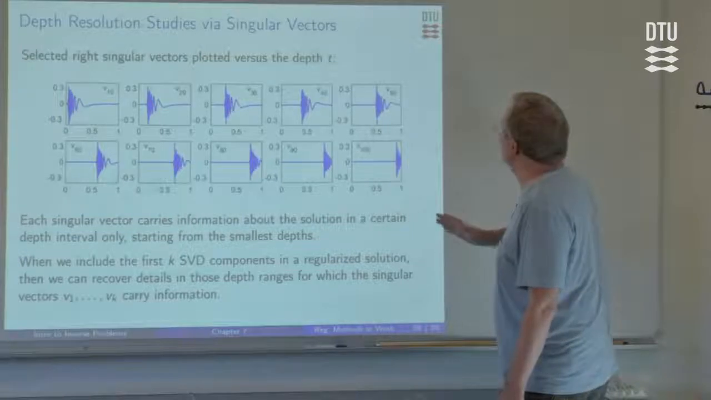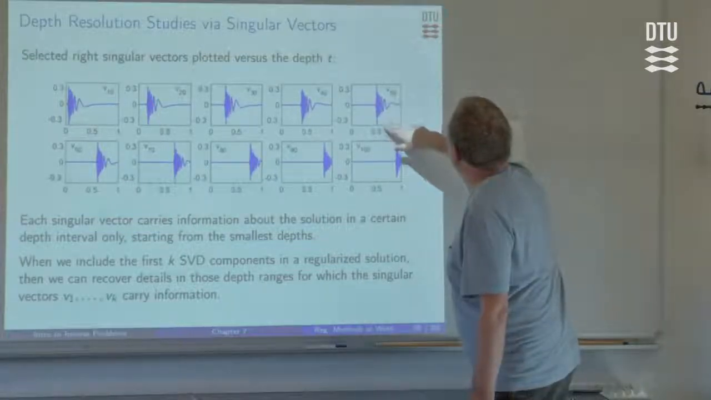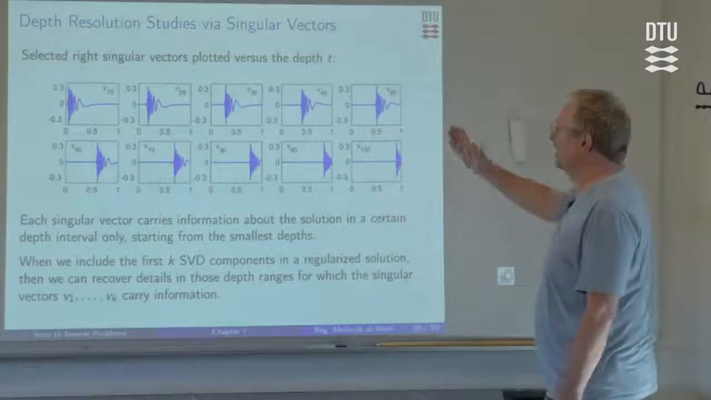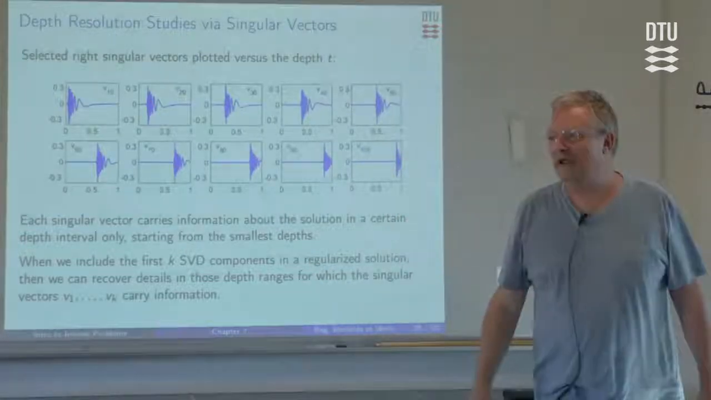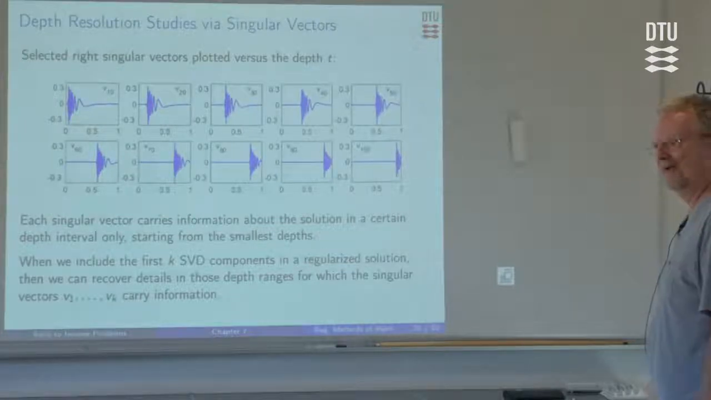And then you can for certain say that until around this depth here of maybe 0.6, something like that, you should have a good resolution. But beyond that, you may not be able to recover anything out there, because all these vectors are basically zero out there.